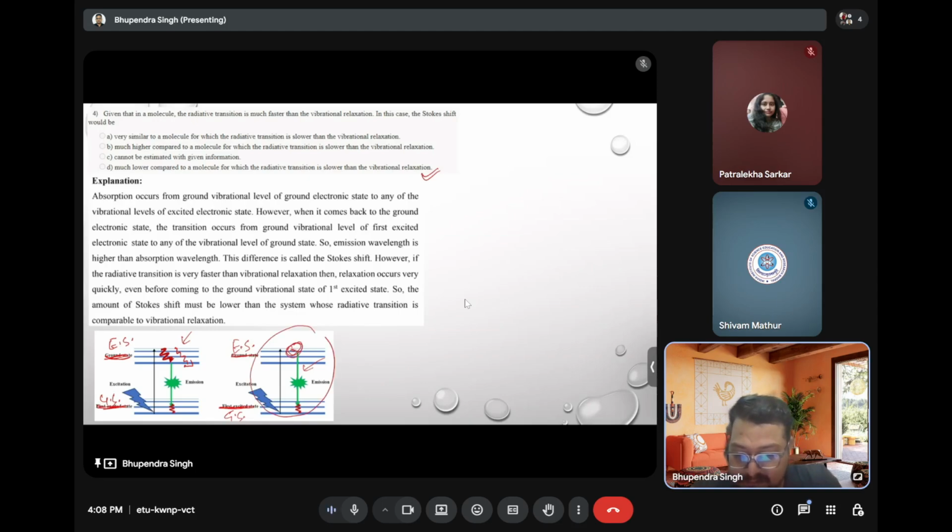That the radiative transition is much faster, which means the Stokes shift will be less or lower compared to this. So yes, you are correct. Okay, moving on to the next question.